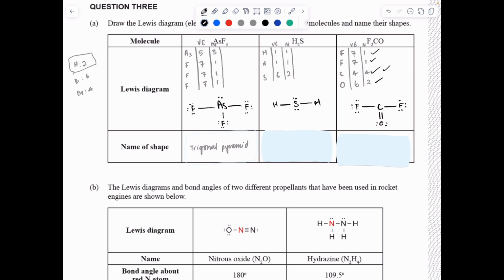All right. What I didn't go over is the shape for the previous molecule. So let's do that. The shape for H2S, well, it's got 2 bonding pairs and 2 non-bonding pairs, so it's going to be bent. The shape for F2CO is trigonal planar because there are 3 bonding pairs and 0 lone pairs.